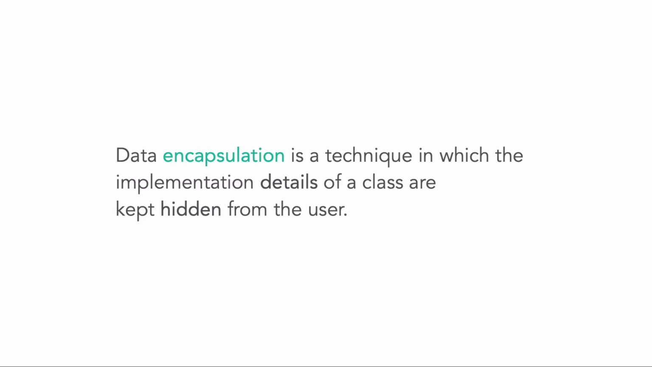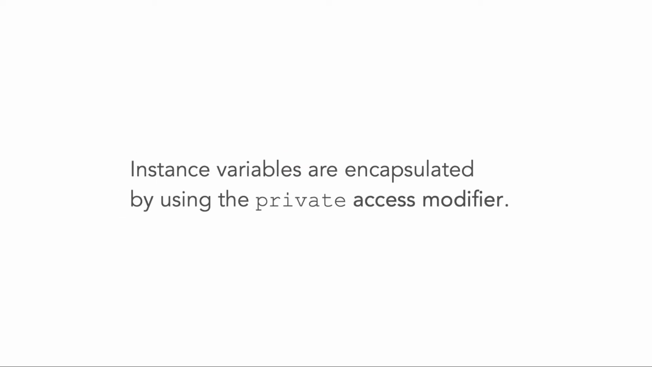Data encapsulation is a technique in which the implementation details of a class are kept hidden from the user. Instance variables are encapsulated by using the private access modifier. Encapsulation in programming is really important to understand because it's going to make your code much safer to execute.